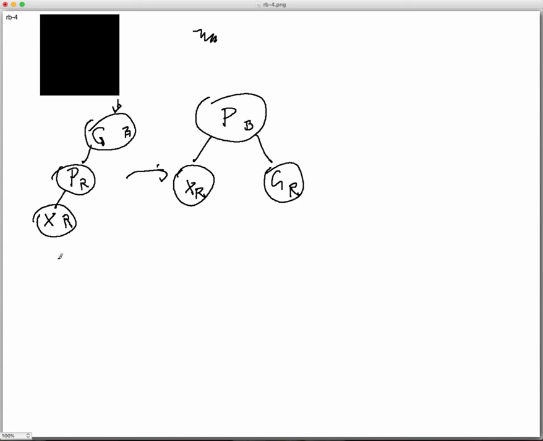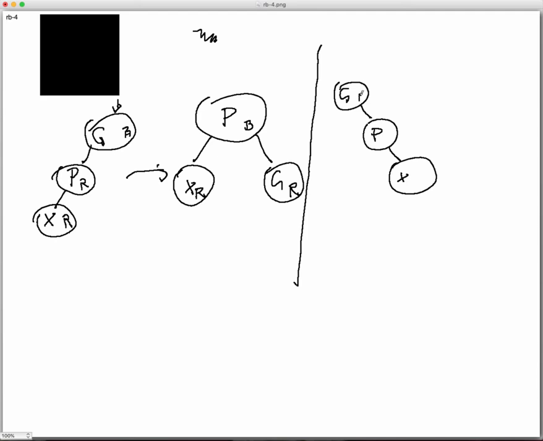Okay? And I think you can see that the other way that this would go would be exactly the other way. If I had a grandparent here, and then a parent here, and then X over here, and this was black, and this was red, and this was red. Again, we can imagine there's something pointing over here. I'm going to have the parent over here.